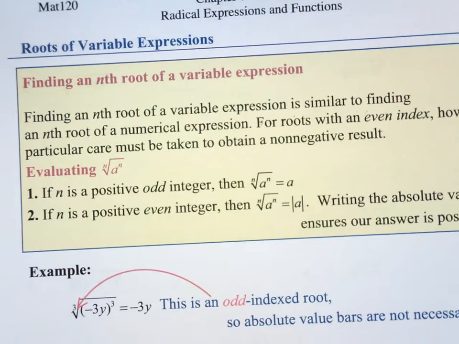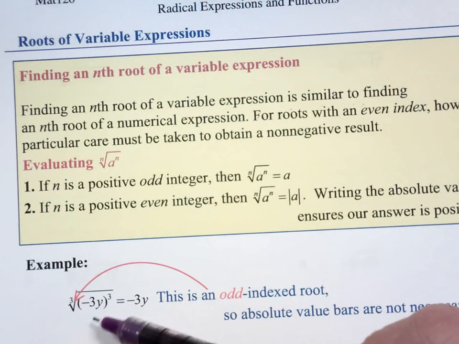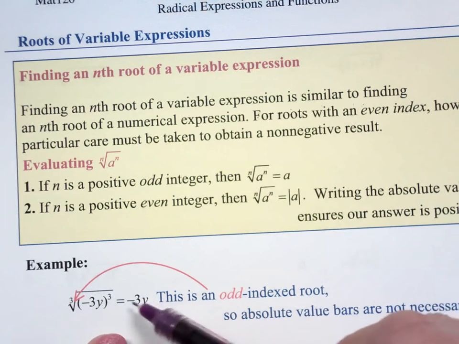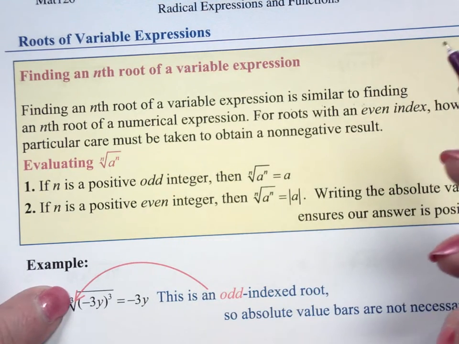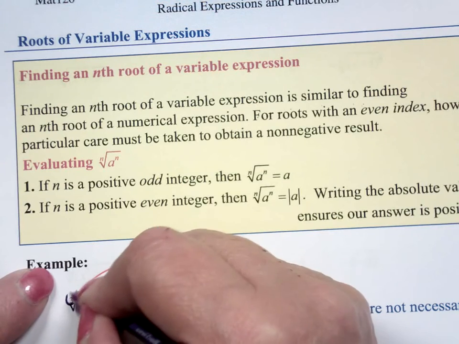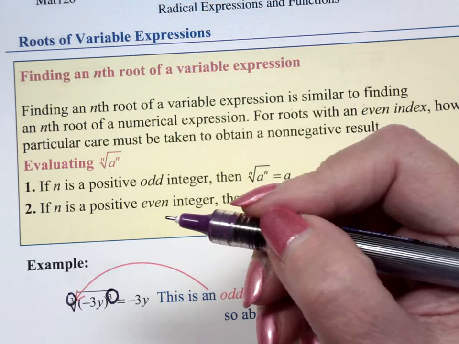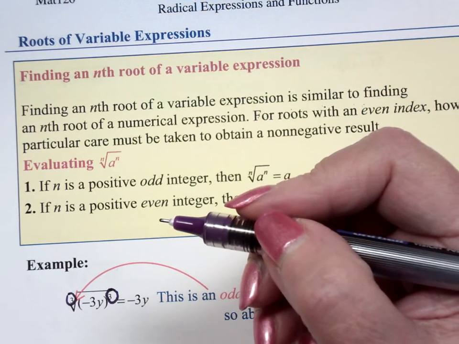So what you're going to be looking at is, if I take the cube root of negative 3y, the quantity cubed, it's just negative 3y. That's an odd index. What happens is, this 3 kills that 3. You're taking the cube root of something cubed. It's just that thing.